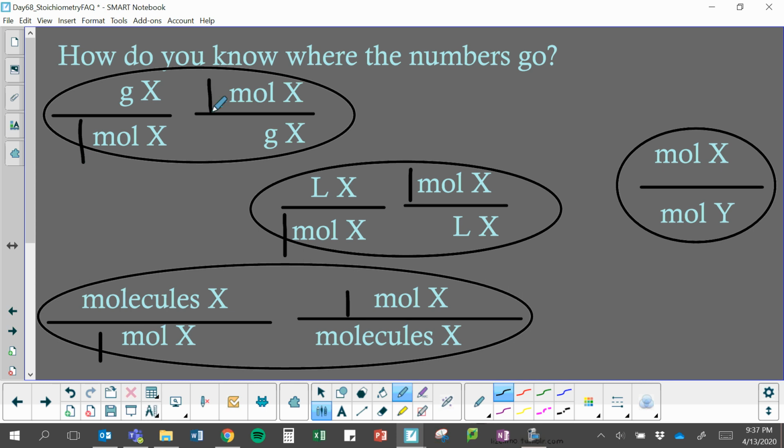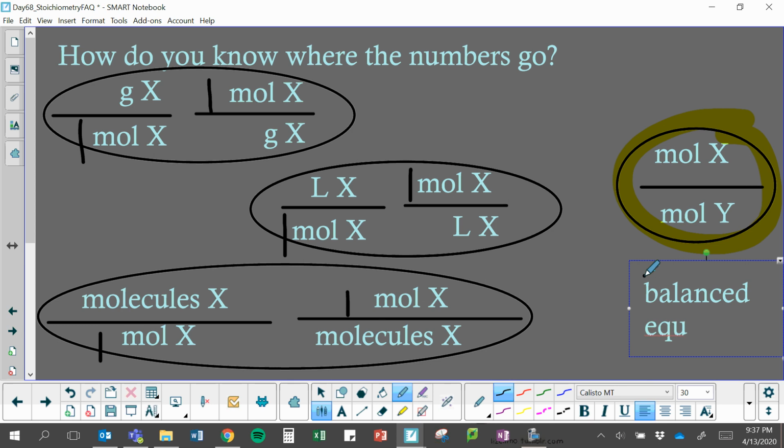The only time we can put a number with our mole is this example over here, when we have 1 mole of something and a different mole of something. That's the only time we're going to have a non-1 number. And when we have this example, this is where we are using our balanced equation.